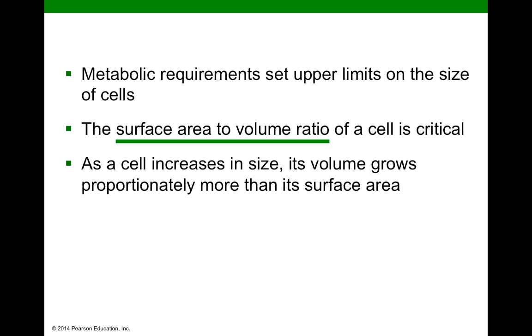However, as the cell gets bigger, the inside volume grows faster than the boundary around it. In other words, as the cell gets bigger, the surface area to volume ratio decreases, and the plasma membrane cannot meet the demands of the cell in regards to supplying it with the right amount of materials. Let's take a look at how this happens.